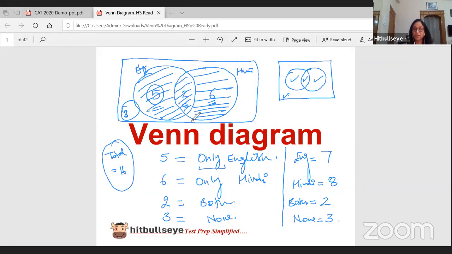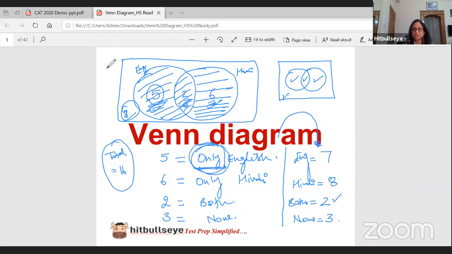Now remember, if the word only is used, then you know these figures individually. But if the word only has not been used, you know that the entire circle of English is 7. Right? But you don't know its bifurcation unless you are given this. All right. So you need to be very careful about whether the word only is mentioned there or not. That's a first very common silly mistake people do, that is ignoring the fact that the word only has been used or not used. Right? Are we clear till here?